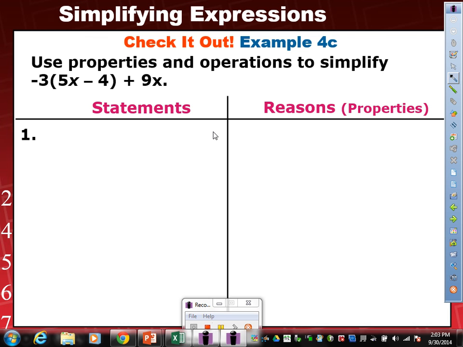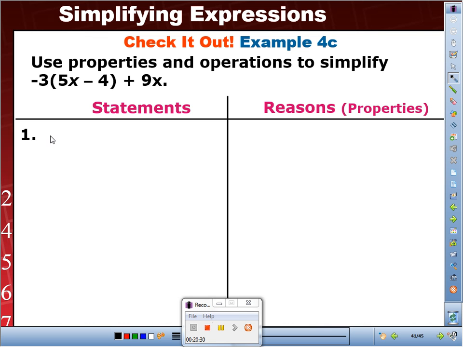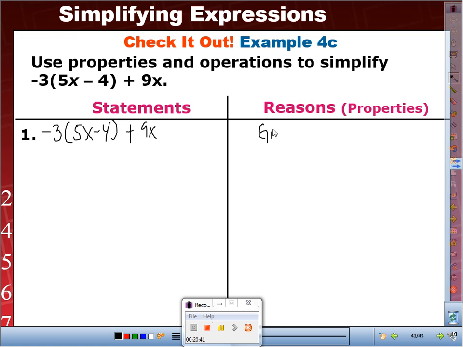What is the first step? What do I write here? Okay, -3 times 5x minus 4 plus 9x. Reason? Given, because that was given in the problem. Okay, thank you. Pass it to someone. Step 2. Marissa, what do I go from there? Distributive property. So I distribute this to this and this to this.